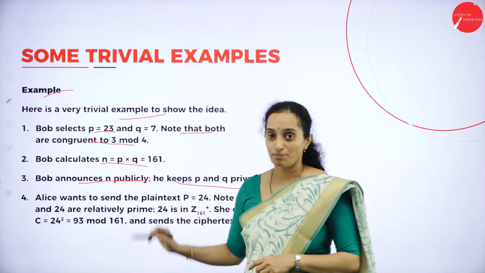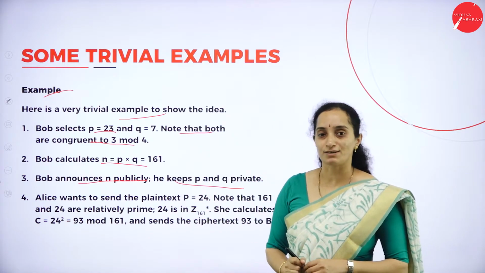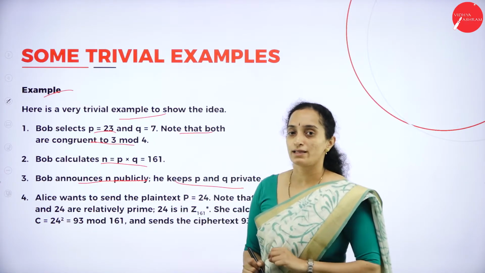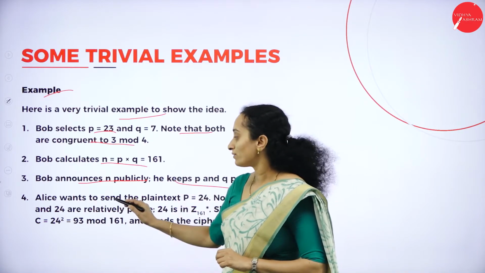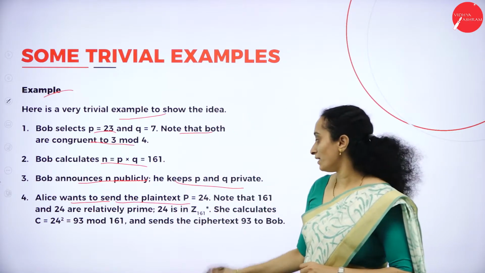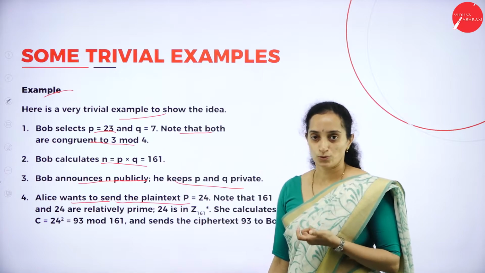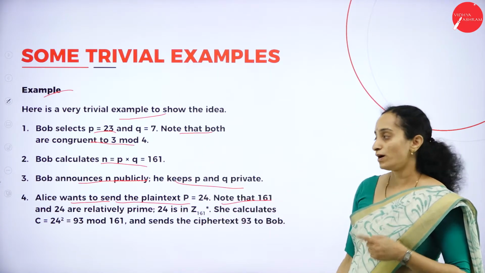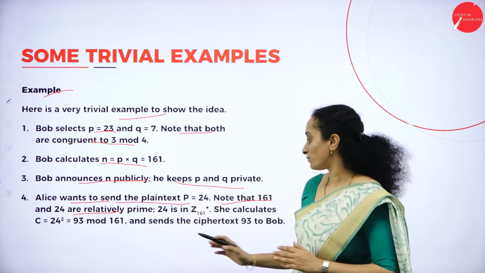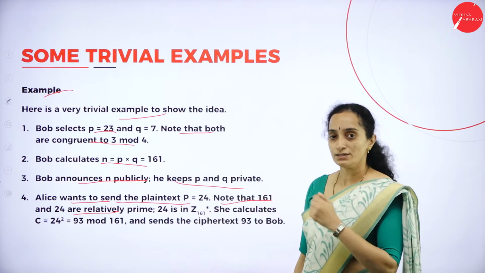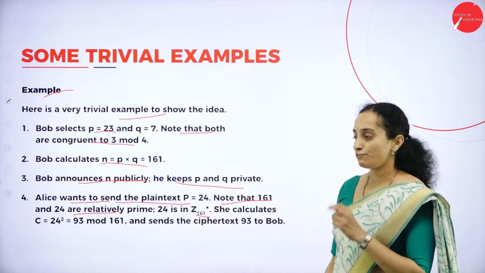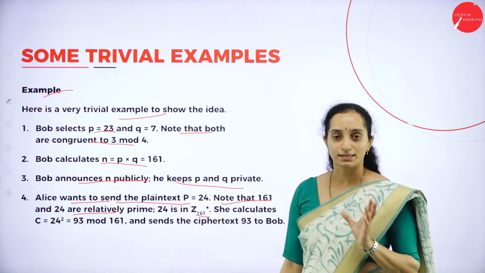You can't calculate P and Q if you have n, isn't it? It is difficult. So n is made public and P and Q are kept as the private key. Now the sender, Alice, wants to send the plain text P having the value 24. Note that 161 and 24 are relatively prime. They are prime to each other. That is, 24 is in Z to the base 161.